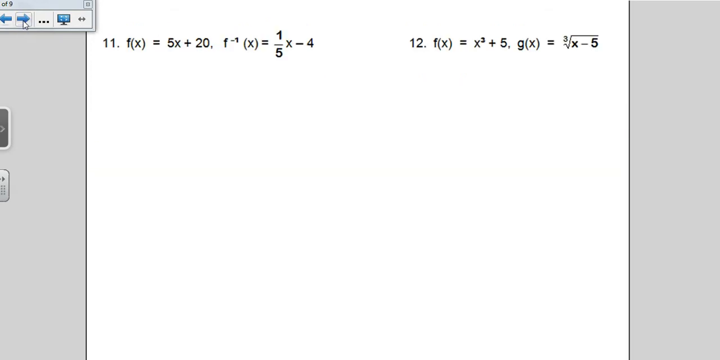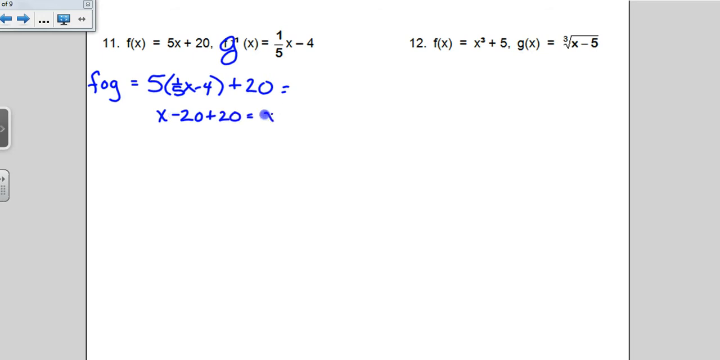Okay, number 11. Again, if you would like to change the f to the negative 1 to say g, that's fine. So we're going to start with f of g. So f of g says 5 times x plus 20, and then in place of that x, we're going to put g, so the 1/5 x minus 4. Okay, when I distribute that, I'm going to run out of room here. I'm going to end up with x minus 20 plus 20, and that leaves me with just an x.